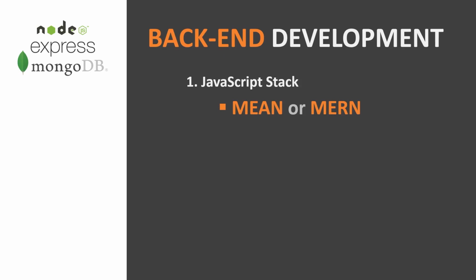MERN means MongoDB, Express, React, Node.js. As previously we saw the web app frameworks like React and Express, jump into it. So my first recommendation is to learn about the JavaScript stacks called MEAN and MERN. They consist of Node.js, Express, and MongoDB. MongoDB is a storage area to store and retrieve your data. It is a very powerful database to store and distribute your information all over the world.